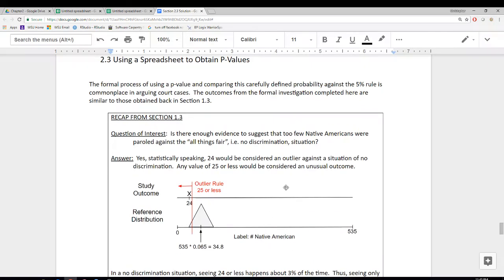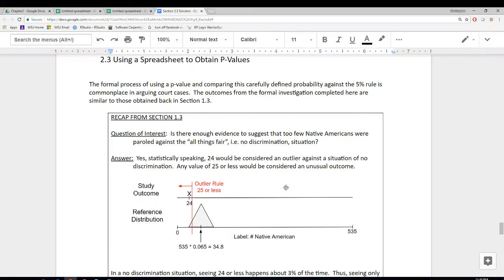Now, the formal process of using a p-value and comparing this carefully defined probability against the 0.05 rule is commonplace in arguing court cases. So what we've just gone through is what they actually do in a real court case.